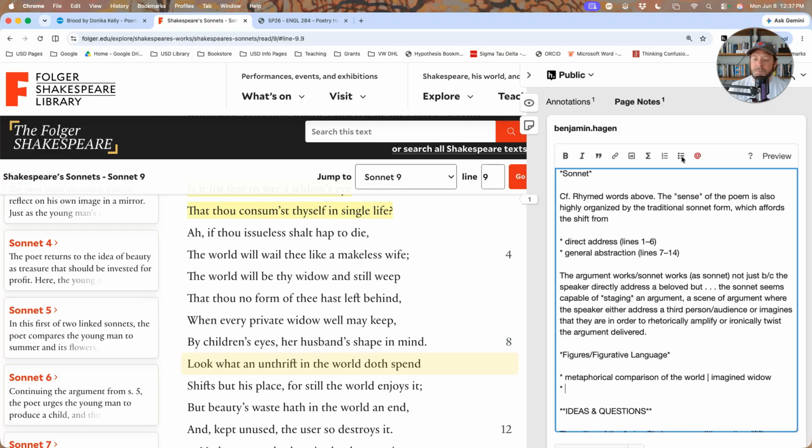A comparison, or a sort of metonymic substitution of the beloved for a shape, a form, a child, right? A child that kind of repeats them.